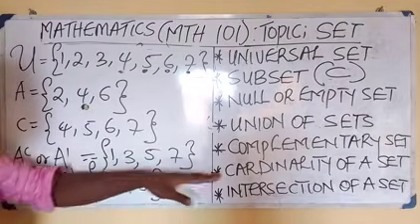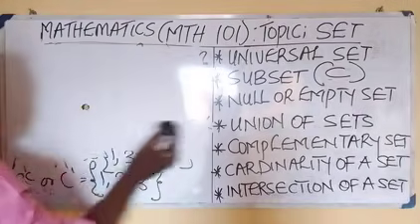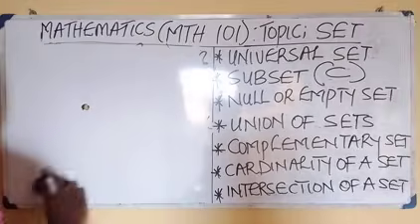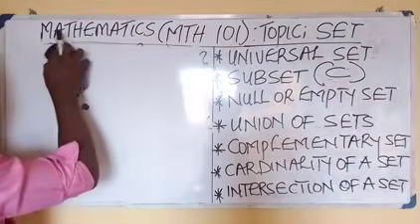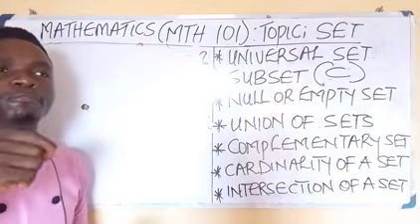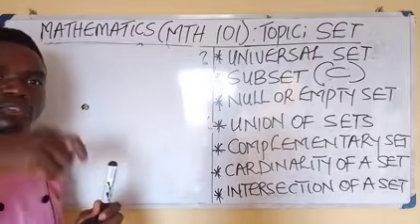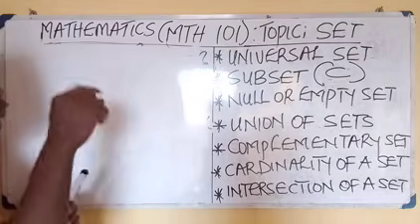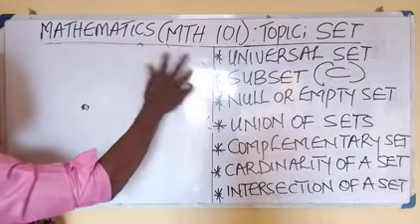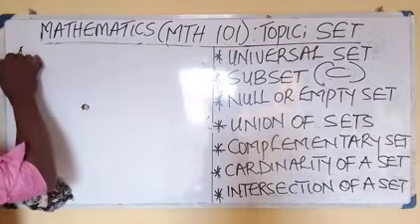Okay. The next one is what? Cardinality. Cardinality of a set. Now, the cardinality of a set simply means the total number of elements contained in a given set. The total number of elements contained in a given what? Set.